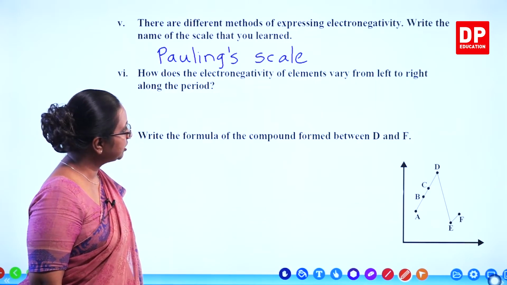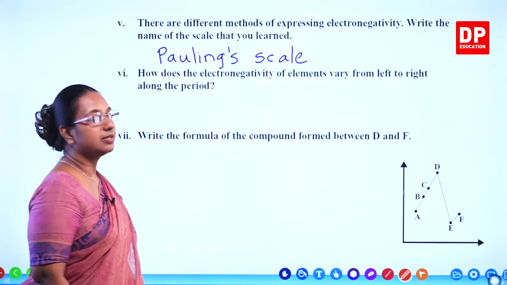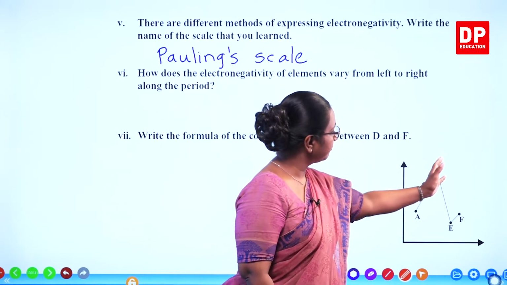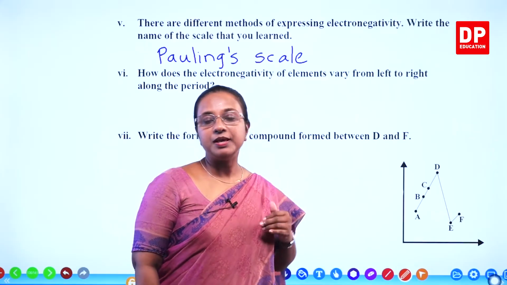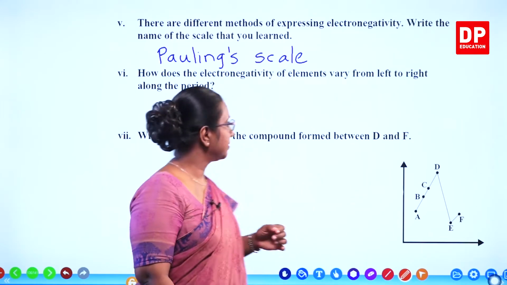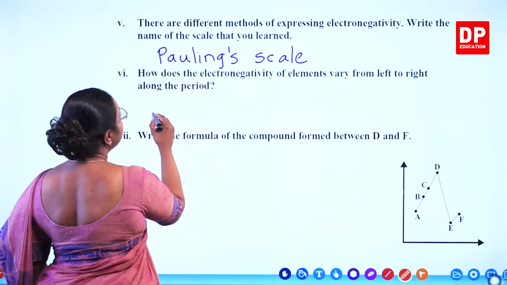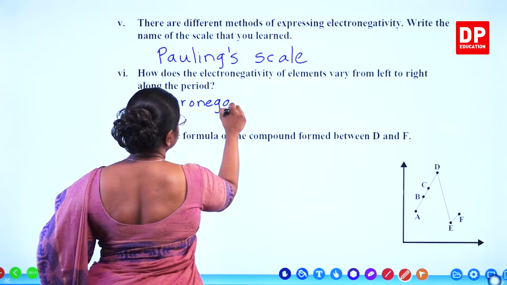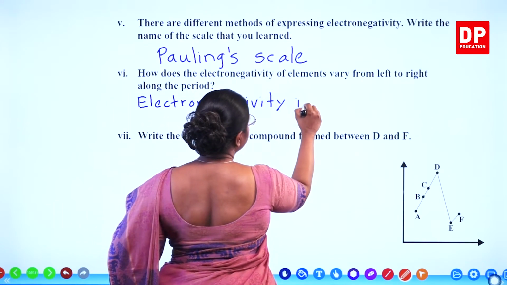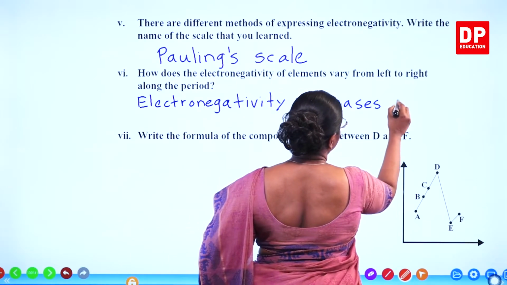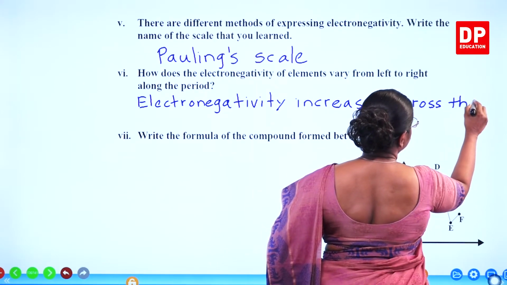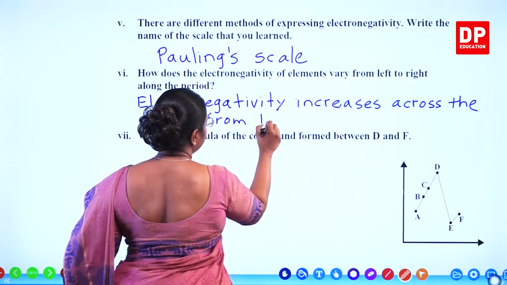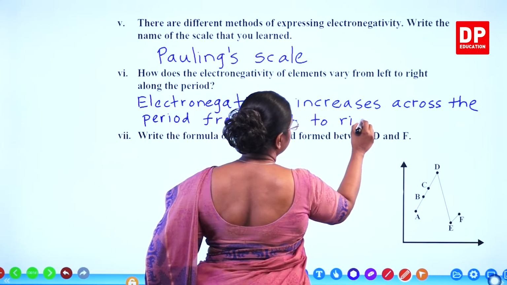How does the electronegativity of elements vary from left to right along the period? So what is happening to the electronegativity here? When you go from left to right across the period, the electronegativity increases. So here we have to say it increases. Or we can say electronegativity increases across the period from left to right.